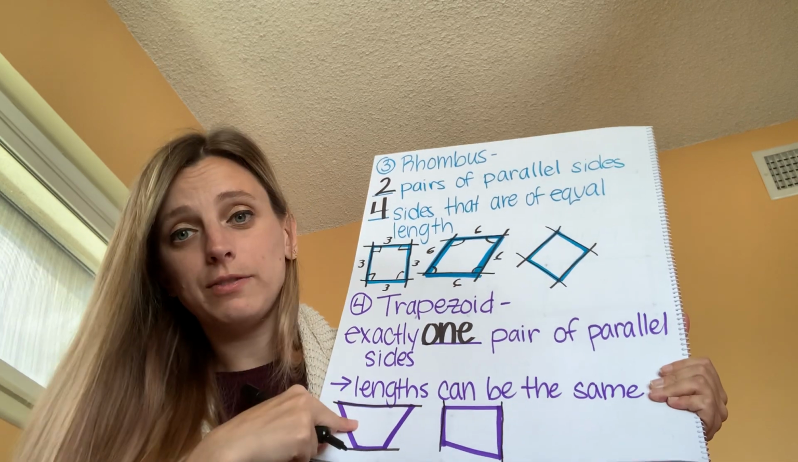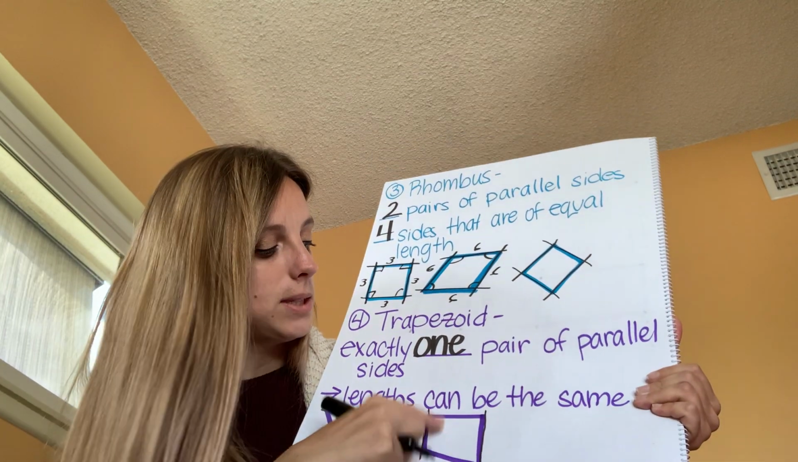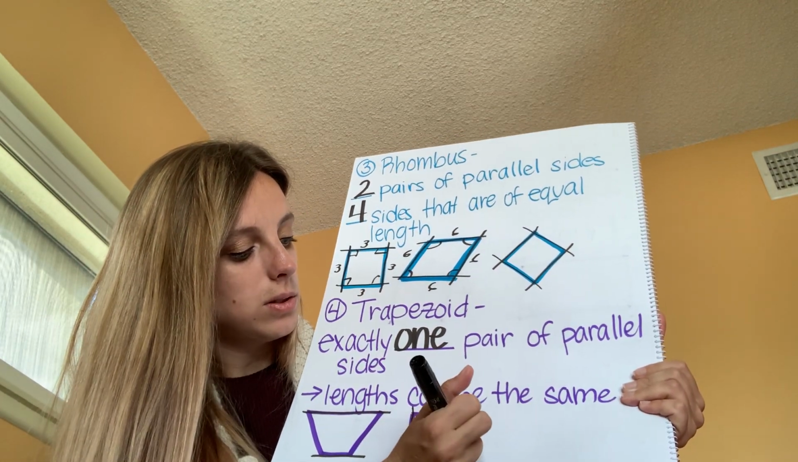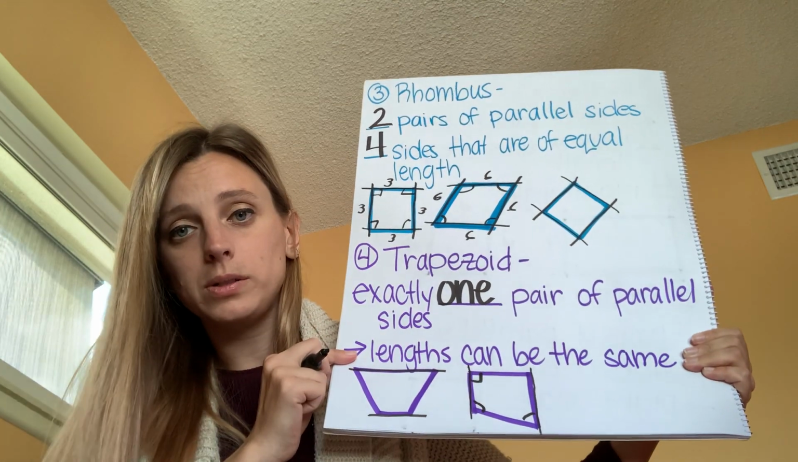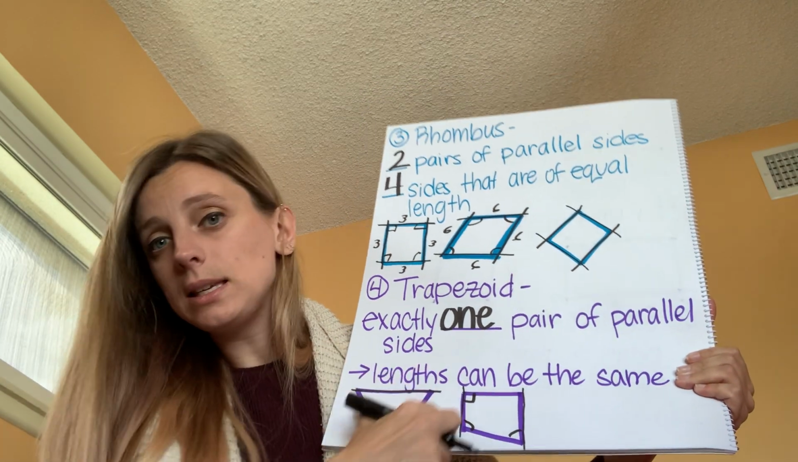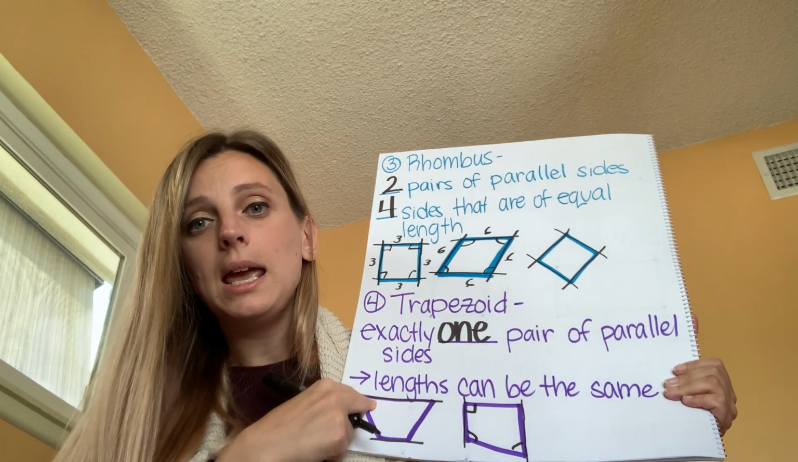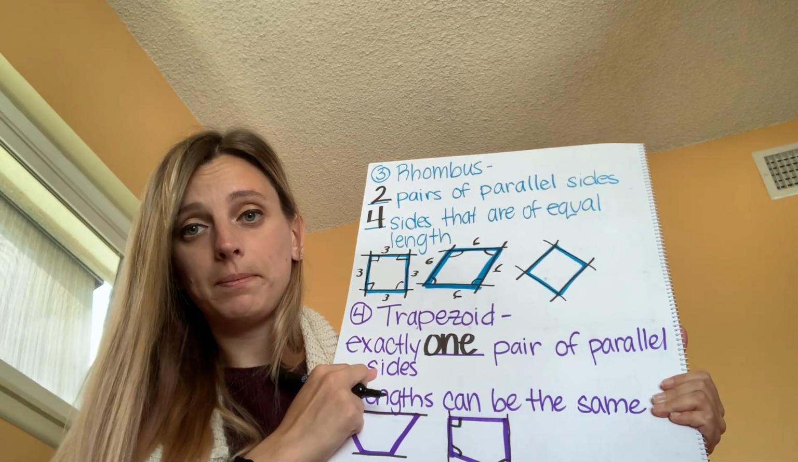And you'll see a lot of different kinds of angles in these shapes. You'll see right angles, you'll see acute, and you'll see obtuse angles. So the biggest, easiest way to tell if something is a trapezoid is to count those parallel sides.